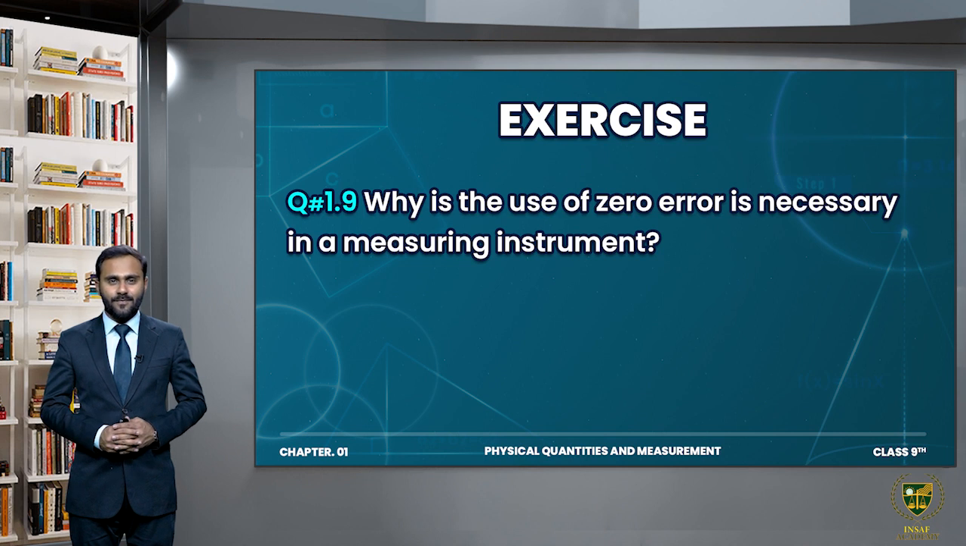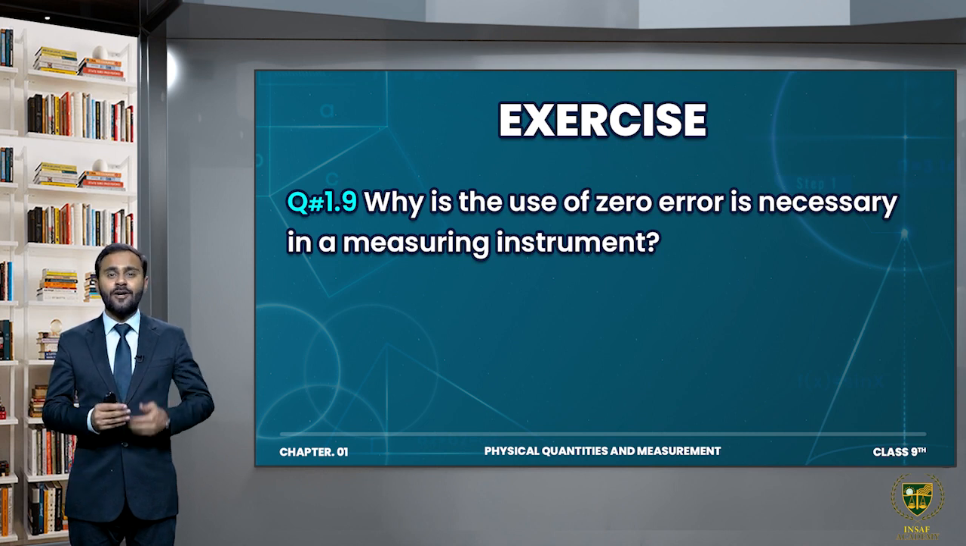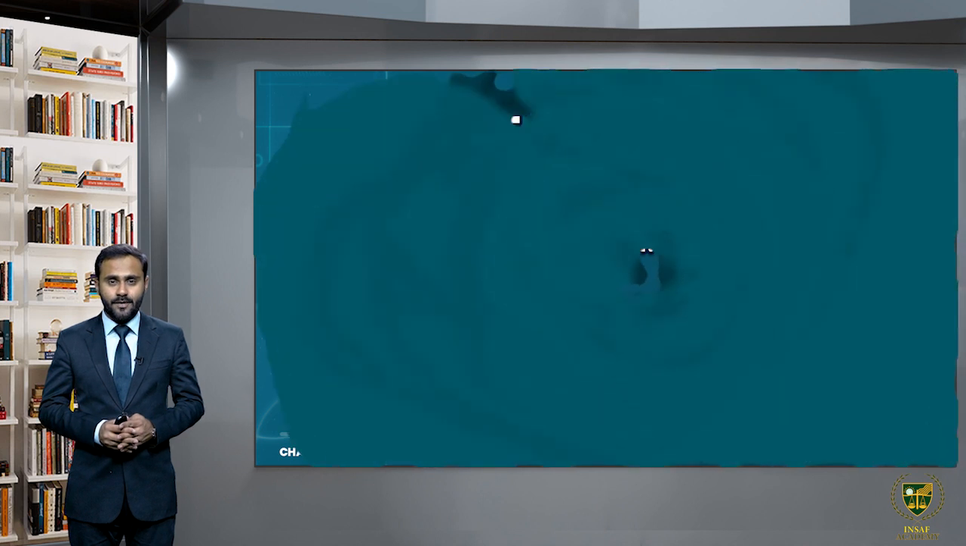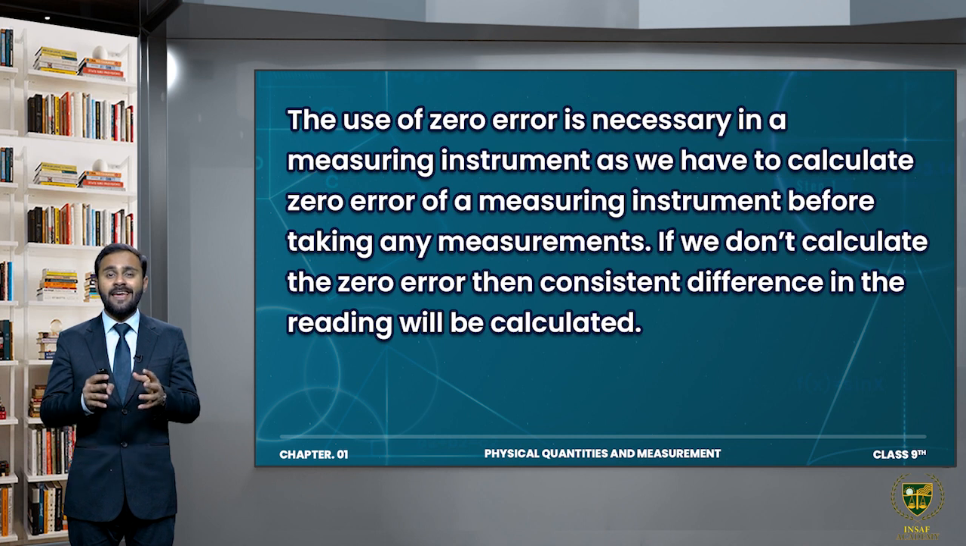Question number 1.9. Why is the use of zero error necessary in a measuring instrument? Agar to kisi instrument mein koi zero error maujood hai, to first of all hum wo zero error find karte hain taaki hum kisi bhi object ki actual measurement find kar sakein. So the use of zero error is necessary in a measuring instrument as we have to calculate the zero error of the instrument before taking any measurement. If we do not calculate the zero error, then a consistent difference in the reading will occur, jisse aapki accurate measurement kabhi bhi nahi aayegi.